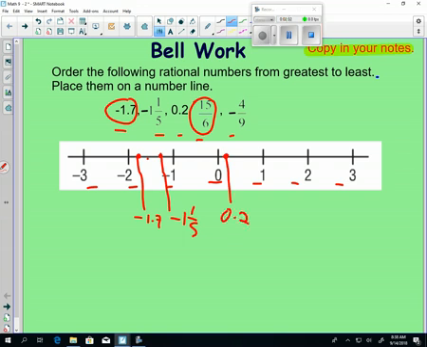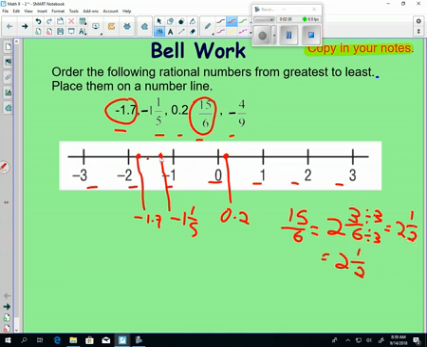We have 15 over 6. 15 divided by 6, if you put it in a calculator, is 2.5. Or as a mixed number, 2 and 3 over 6, and if we reduce it, 3 over 6 can be 1/2. Divide both by 3, which means we have 2 and 1/2. 3 divided by 3 is 1, and 6 divided by 3 is 2. So 2 and 1/2 is right here. So we can put in 15 over 6.